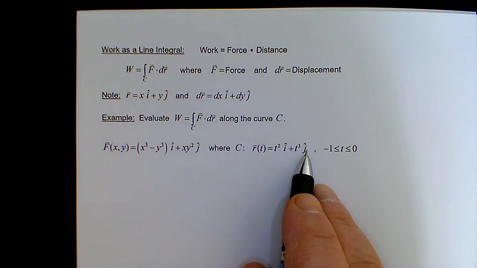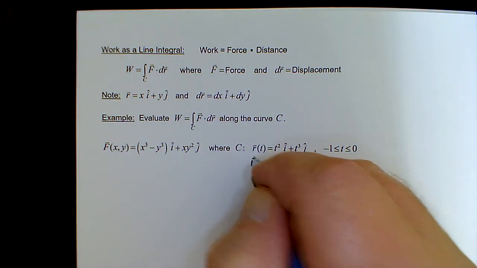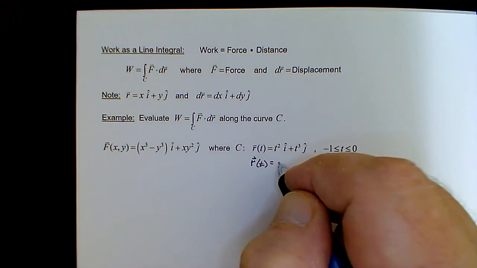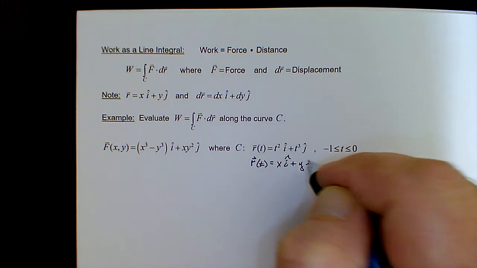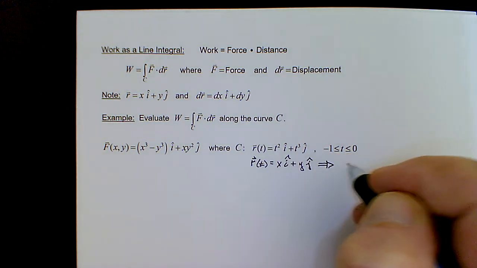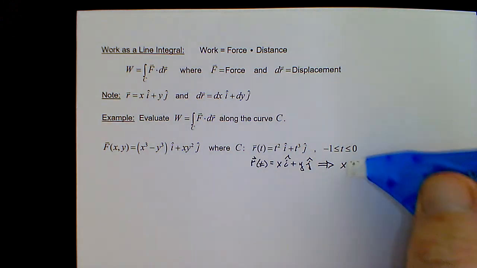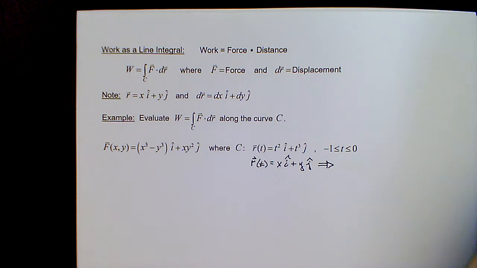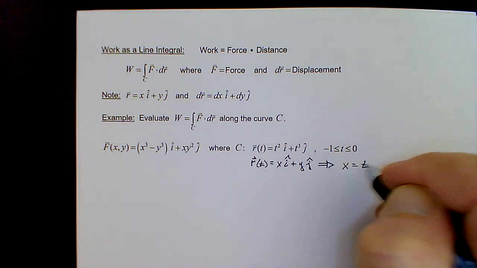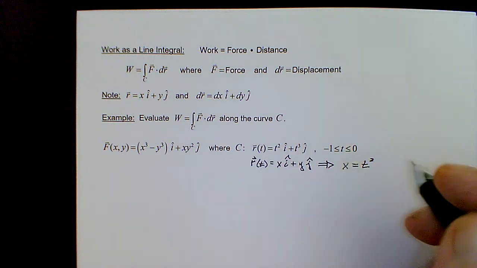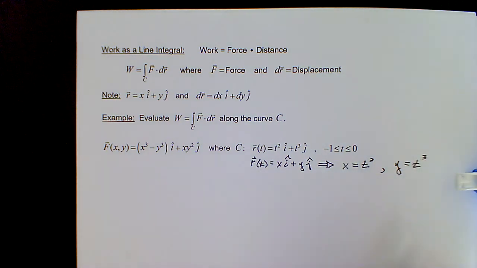So therefore we know that, because r of t is equal to xi plus yj, we know then that x of t, or let's just say x, you could say x of t if you like, but let me just say that x is t squared. So from that we get that x is t squared and that y is t cubed.